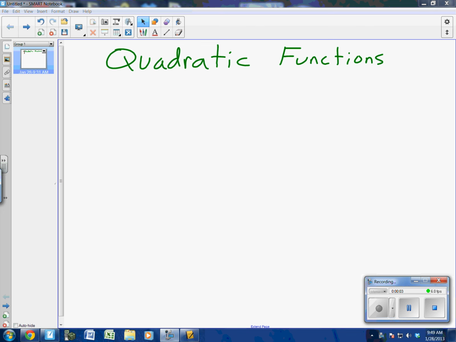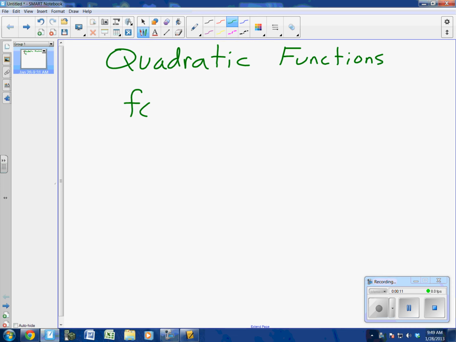Okay, so we have quadratic functions. A quadratic function would be in this form right here: f of x equals ax squared plus bx plus c. Okay? Now, you guys have learned about quadratics all year long. What makes this a quadratic? The x squared, right? Okay?